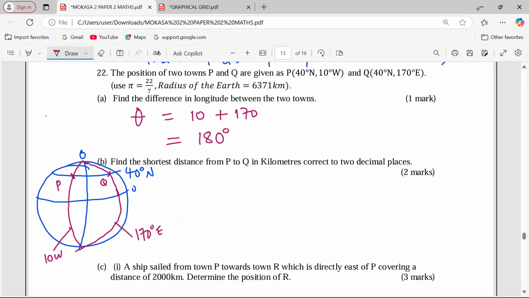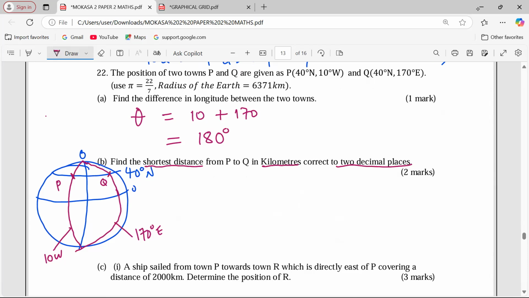Then in part B, find the shortest distance from P to Q in kilometers, correct to 2 decimal places. Very serious instructions there. Actually, we are having 1, shortest distance, 2, in kilometers, 3, in 2 decimal places. Very serious instructions, all of them. So we're going to obey all these instructions.